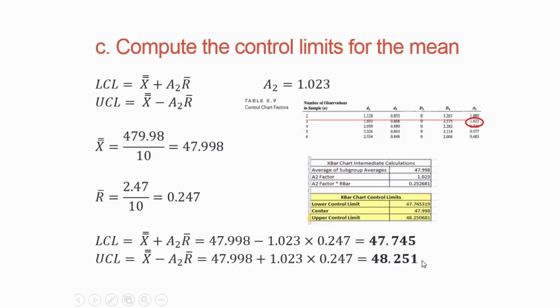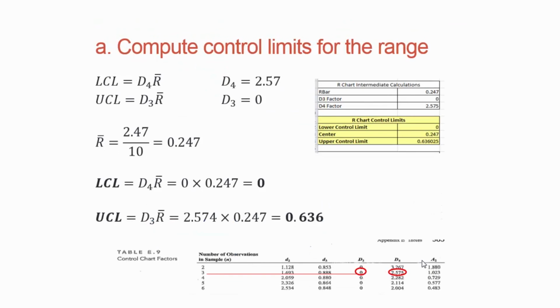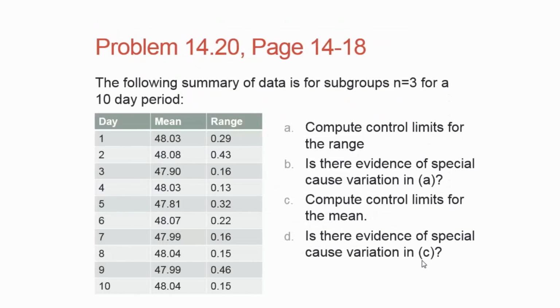All right, so then the question is, are all the data within those limits or not? 47.745 and 48.251 are the two limits. So is there evidence of special cause variation in C? What we did is we graphed the ranges, and this is where the values are coming from, over here on the first page. Sorry, we're doing the means now.